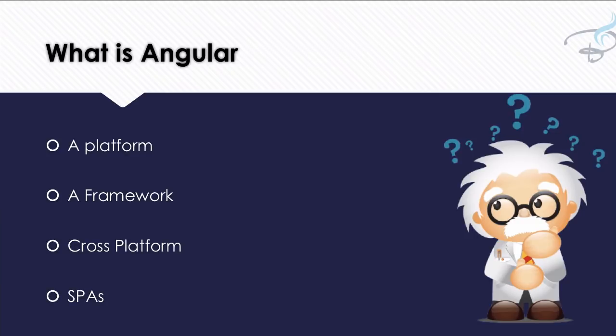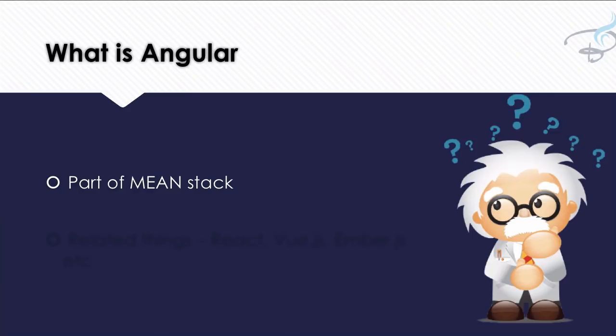Single page application means when the user clicks on any link, the page doesn't reload. This means it will just look like a changing of page, but at last there is no changing of page, only the component or the part the user is going to see is changed. So that's SPA, single page application. And Angular is a part of the MEAN stack.